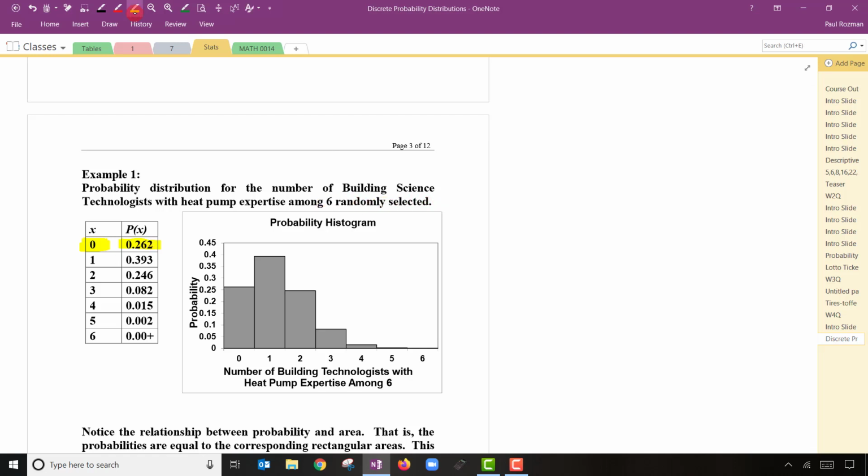I surveyed groups of six. Sometimes three out of six knew something about heat pumps. That only happened 8% of the time. And when I did my survey, sometimes five out of six knew something about heat pumps. It was 0.2% of the time. And when I did my survey, never did I see a group of six where all six knew something about heat pumps.